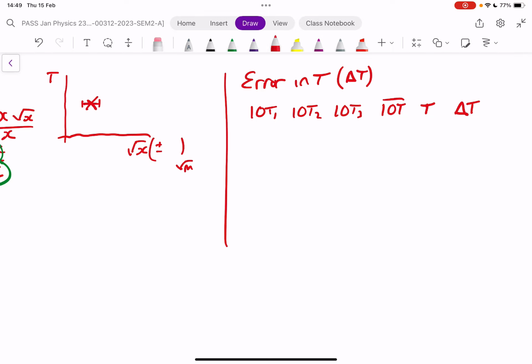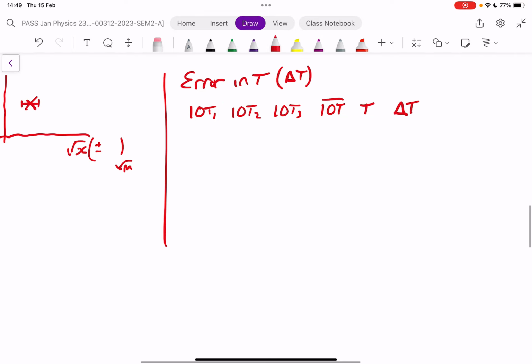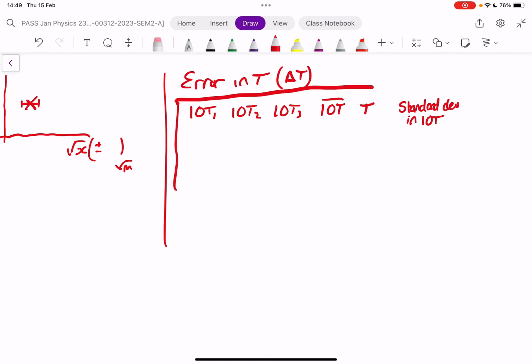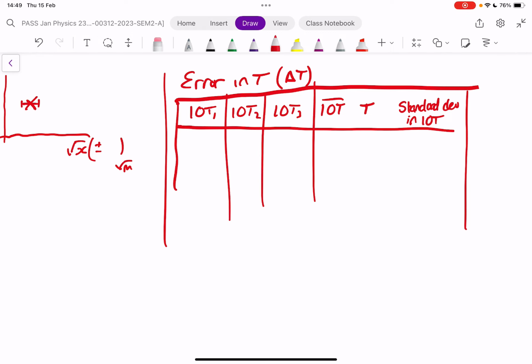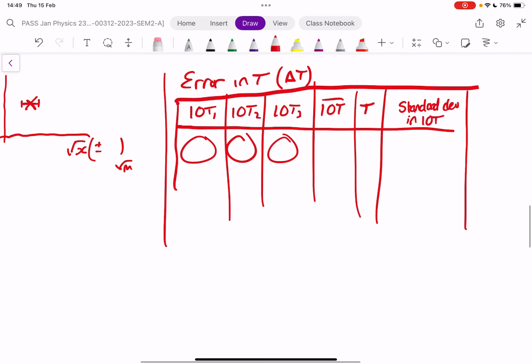So to get that, what I really want is the error in a mean. I actually need an extra column. I'm going to need to work out what the uncertainty in 10t was. And to get that, I'm afraid I'm going to need another column. I need the standard deviation. So in my results table, I've got repeat readings here, here, and here. So the first thing I need to do is work out the standard deviation of my repeats.